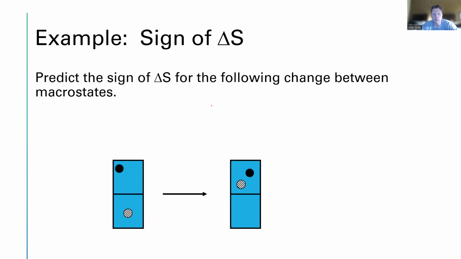So when we look at this, let's predict the sign of delta S for the following change between microstates. Here what we have is two different things in two different locations. And then those two different things are brought together into one location. So if we think about this purely from the standpoint of order, number 1 is less ordered than number 2, in which case we have a delta S that has become negative.